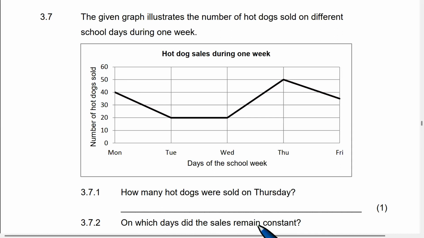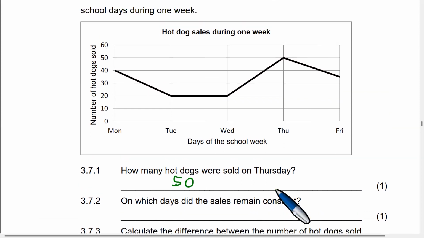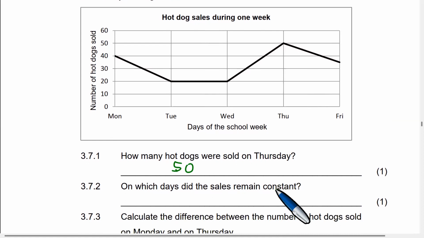How many hot dogs were sold on Thursday? So 50. How many hot dogs were sold on Thursday? It was 50. Well done, 50. On which school days did the sales remain constant? Tuesday and Wednesday. Good. Tuesday and Wednesday.